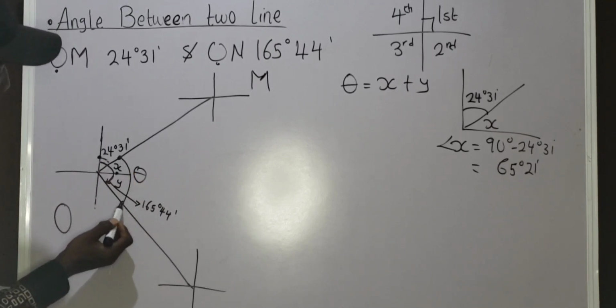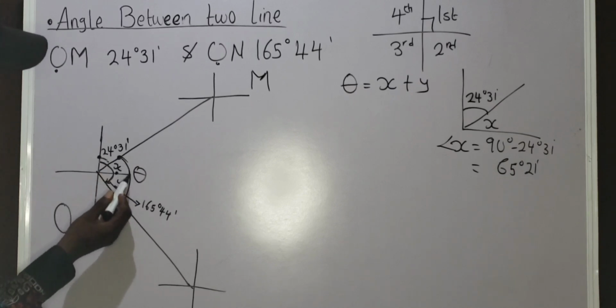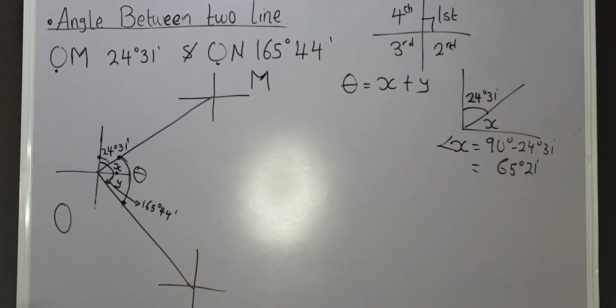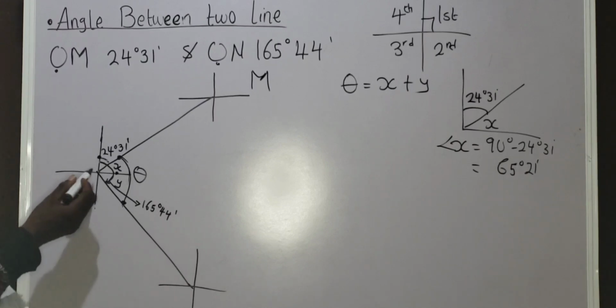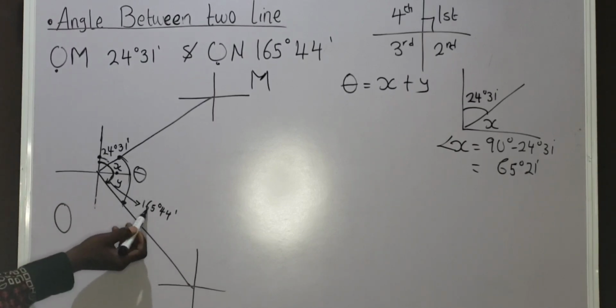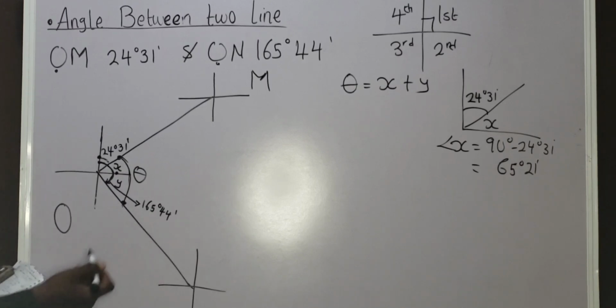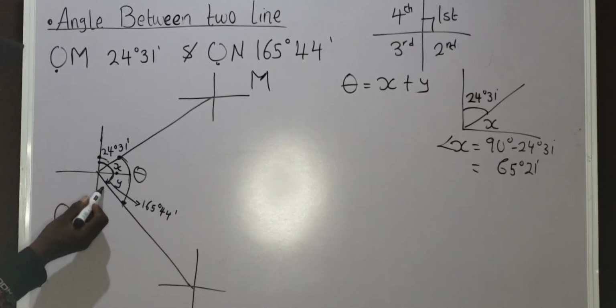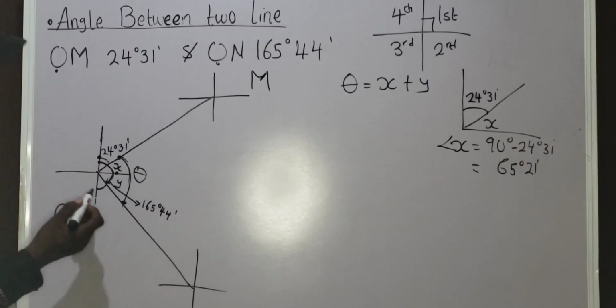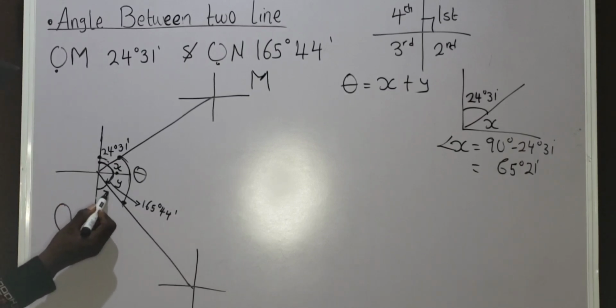Are you getting it? This is the value of our theta, the angle that ranges from this point to this point. That is the angle between line OM and line ON. So now, to get the value of Y, we have known that the angle from here to this point is 165 degree, 44 minutes. I need to get this angle first. Please pay attention. It's very, very simple, okay? There is no magic to this thing. I need to get this small angle. Let me call this small angle Z.